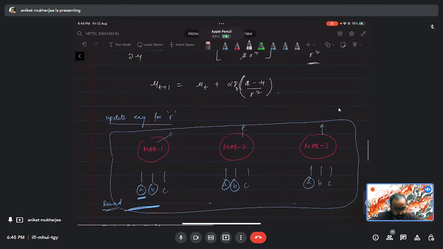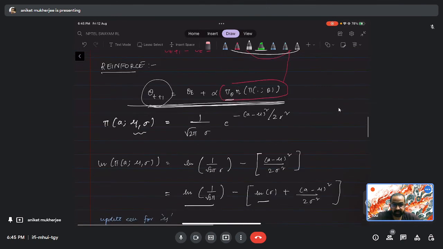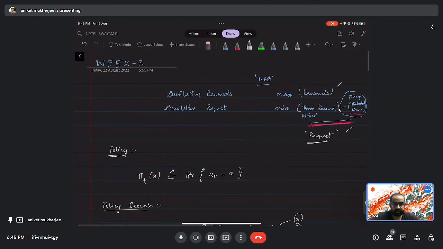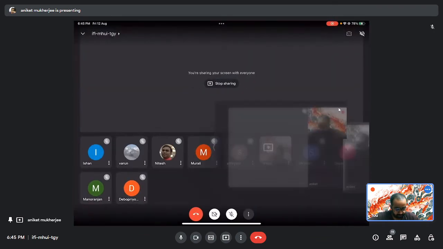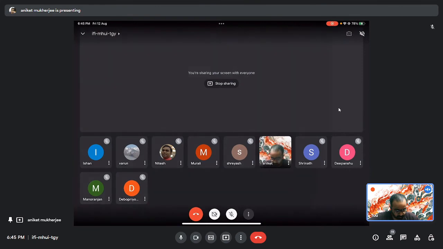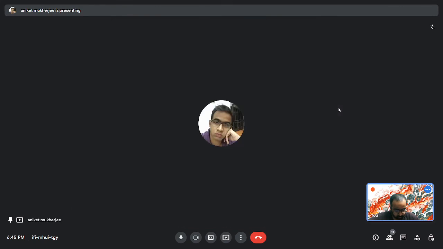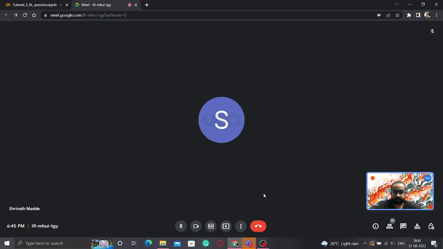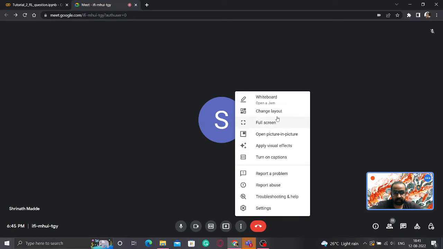I have done the Gaussian part in this. So what I'll do now is I'll quickly go through a code which I've prepared. Share my screen.